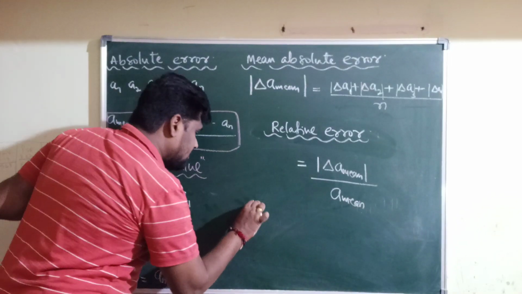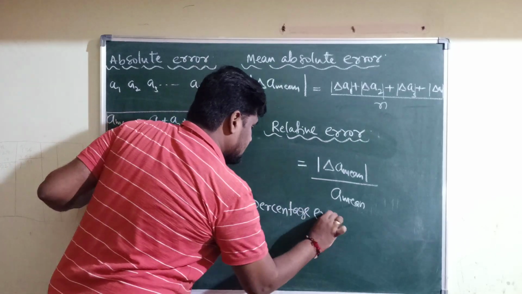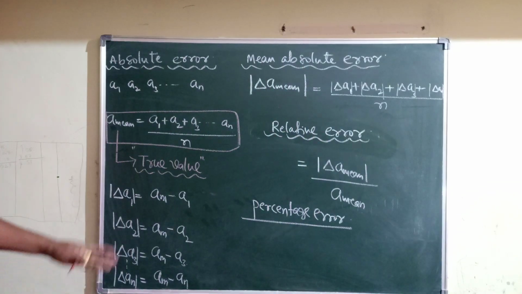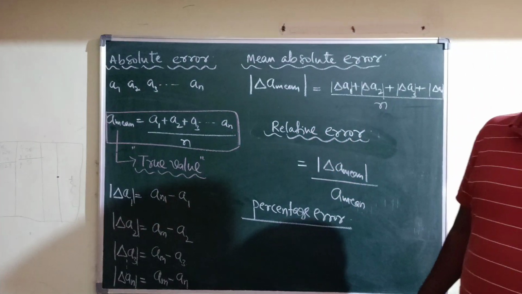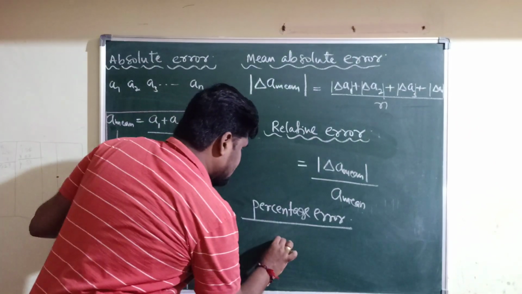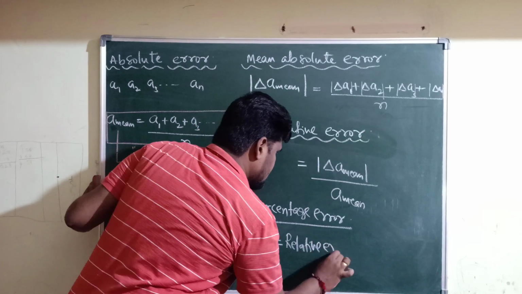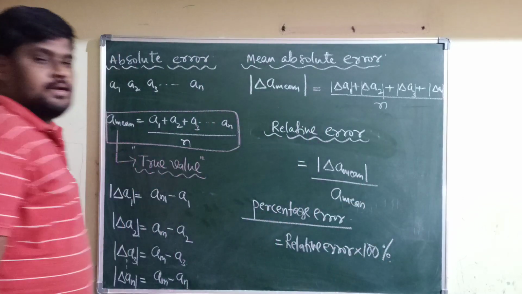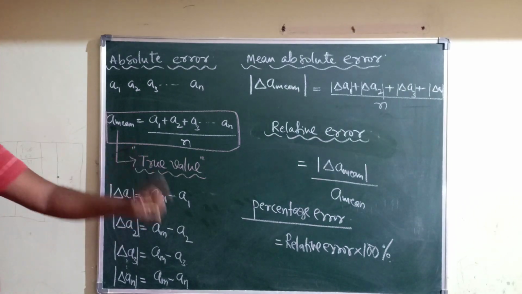Lastly comes percentage of error. It is also called percentage error. What is percentage error? Relative error which is expressed in terms of what? Percentage. If relative error is expressed in terms of percentage, then it is called percentage of error. Therefore, the percentage of error is given by relative error multiplied by 100%. Relative error multiplied by 100%, we will call it as a percentage of error.